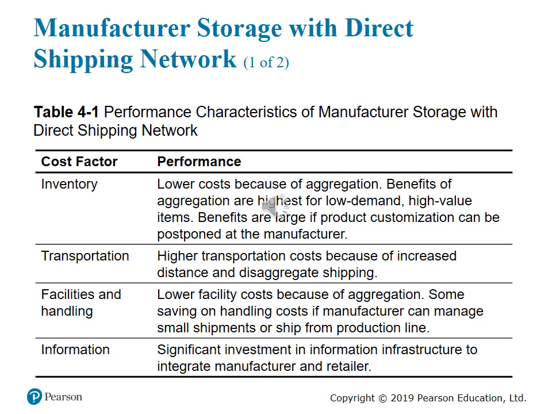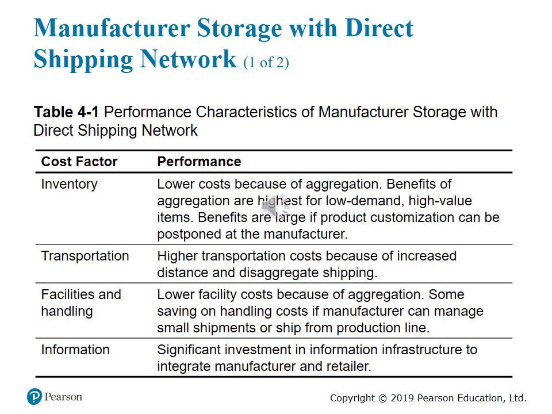Some saving on handling costs if the manufacturer can manage small shipments or ship from the production line. So we will also reduce the cost more and more if we can manage small shipments. For example, we can merge small shipments in the same direction. Or if we don't have inventory, we just ship from the production line. We will also reduce the cost.